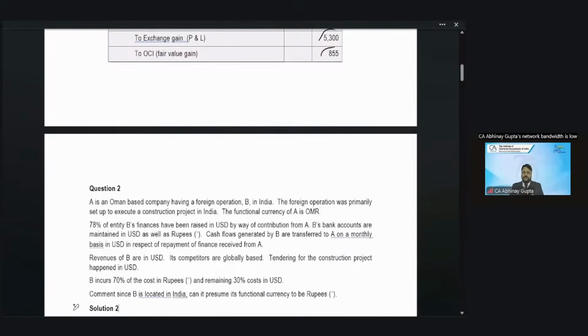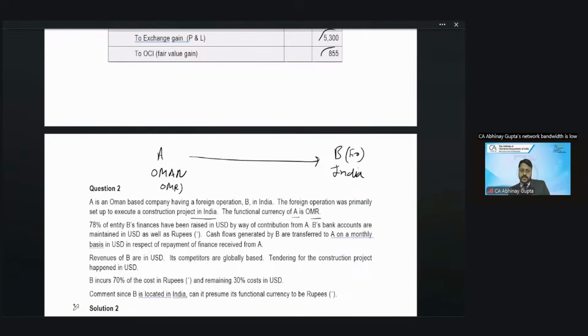So let's do this question. Question number two. A is an Oman-based company having a foreign operation, B in India, right? So A is in Oman. B is in India, right? And B is the foreign operation of A. The foreign operation was primarily set up to execute a project in India. The functional currency of A is OMR, right? So OMR is the functional currency.